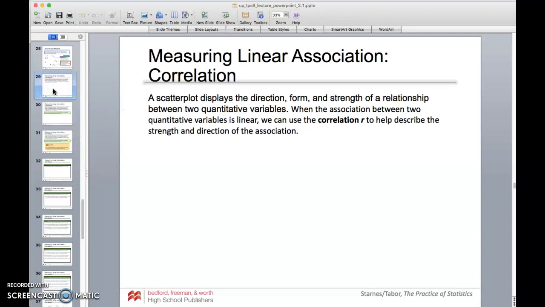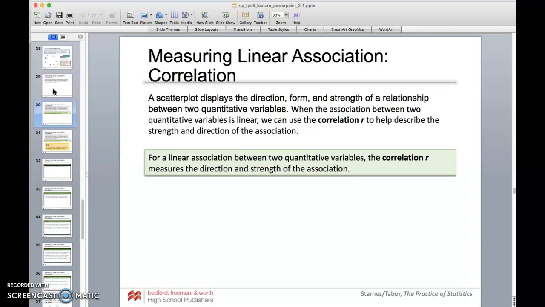All right, welcome back. We're on 3.1, video B right now, the second part of this, and we're going to be talking a little bit about measuring this linear association and using correlation. We did this before in Algebra 2, and we're going to talk about the association between two quantitative variables. If it's linear, we can use the correlation r to help us describe the strength and direction of that.